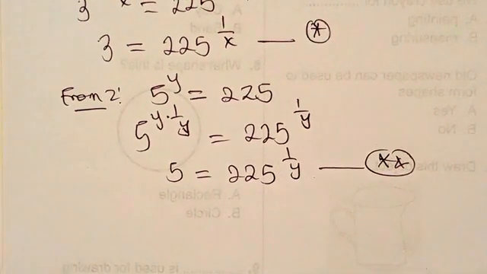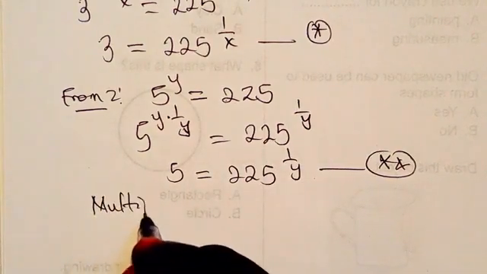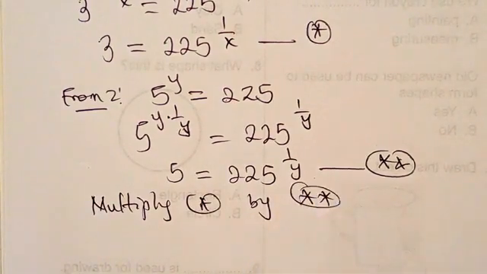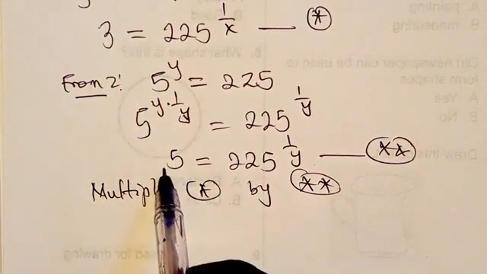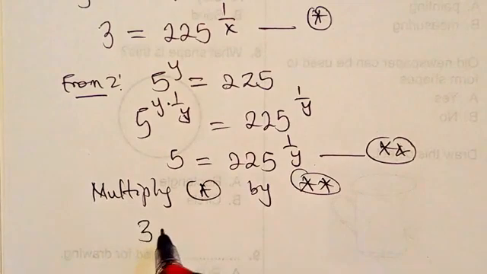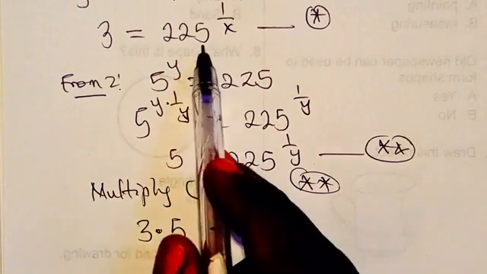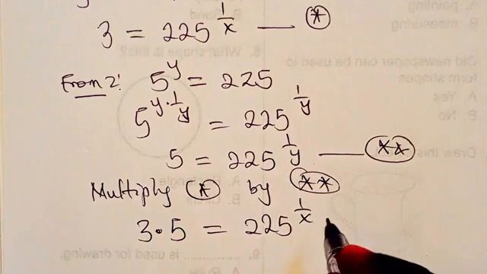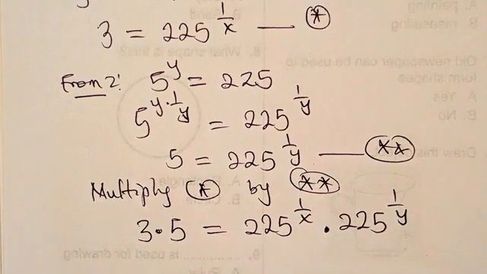Now, can you see? The next thing we are going to do is multiply star by star star. Star is 3, so you're going to have 3 times 5 on the left hand side. On the right hand side, 225 to the power 1 over x multiplied by 225 to the power 1 over y. Are you following?